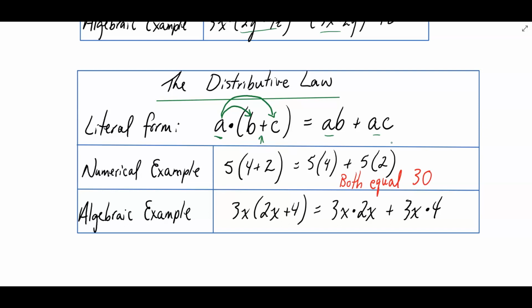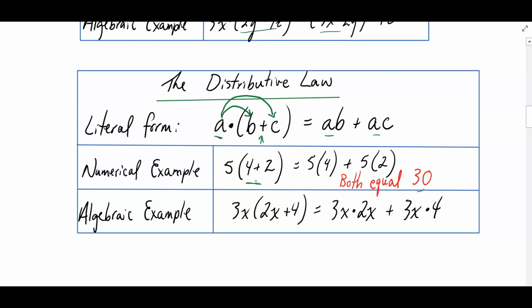Now, a numerical example, if we were to find the sum of 4 plus 2, which is 6, and multiply it by 5, we get 30. Or if we use the distributive law, 5 times 4 is 20, plus 5 times 2, which is 10. 20 plus 10 is 30. Now, the distributive law is not needed in this case because it's all numerical.